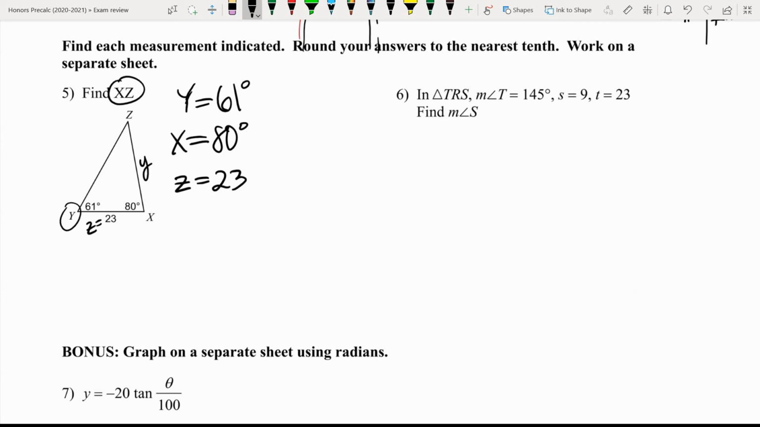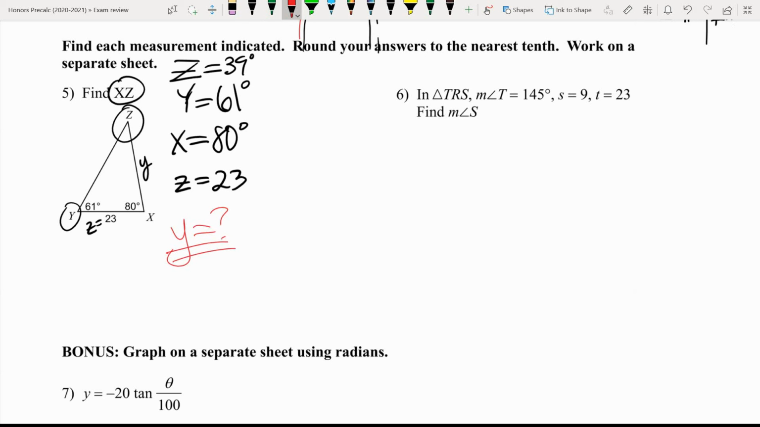We could also figure out what angle z is, right? Because for the big Z here, all I have to do is subtract these other two from 180, and you get that that is 39 degrees. Yeah, because all three angles have to sum up to 180 degrees, of course. All right, but what am I trying to find? I am trying to find what y is equal to.